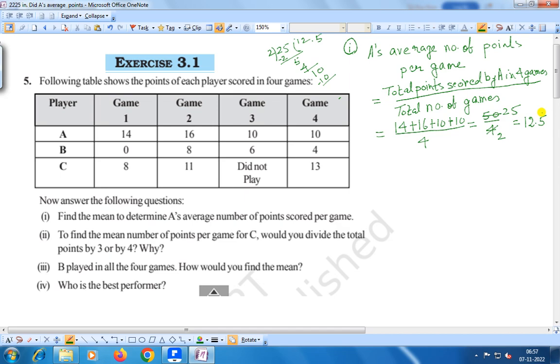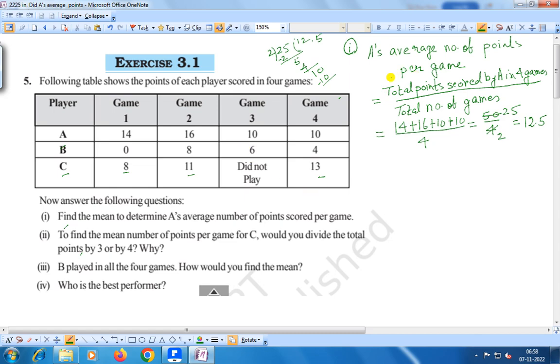Now question number 2. To find the mean number of points per game for C, would you divide the total number of points by 3 or 4? Here you see C played game 1, game 2, and game 4, and game 3 was not played by C. We say divide the total number of points by 3. Why? Because he did not play one game.